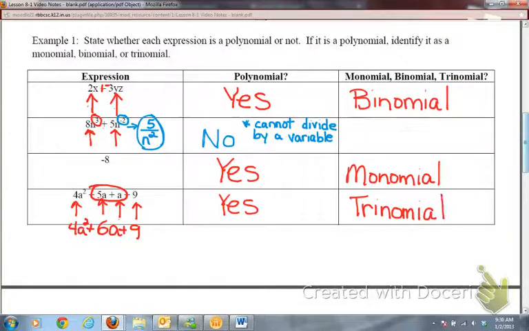But just remember to be careful. You don't want to add them together if you're not allowed to. Remember they have to have the same letters and the same exponents in order to be added or subtracted, in order to be combined. So there we have a table there with some examples on classifying our polynomials.